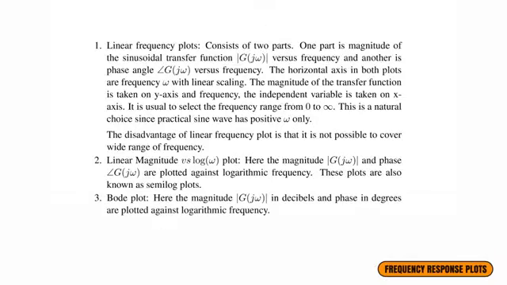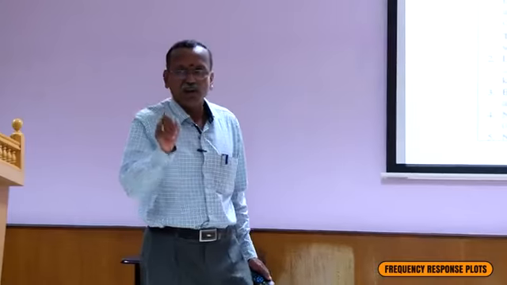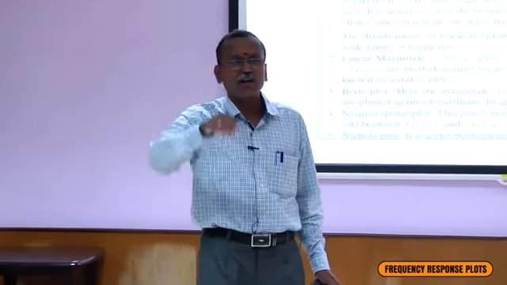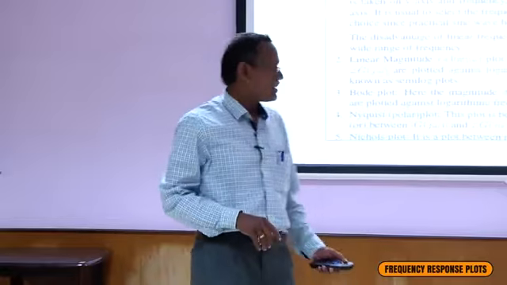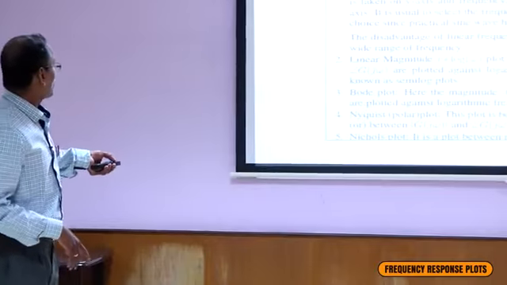The third one is the Bode plot. In a Bode plot, both are in logarithmic scale: magnitude is in decibels, and frequency is in logarithmic scale, log omega. Then it is called a Bode plot. Small correction: the Bode plot is not an actual plot, it is an approximate plot. That we will see later. Why it is called an approximate plot, we will see that.